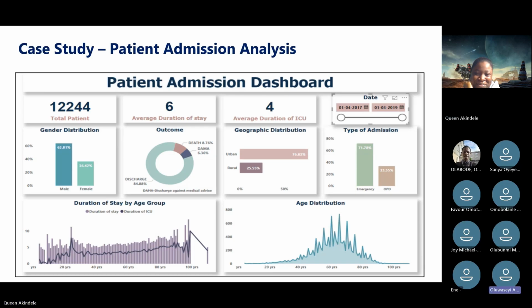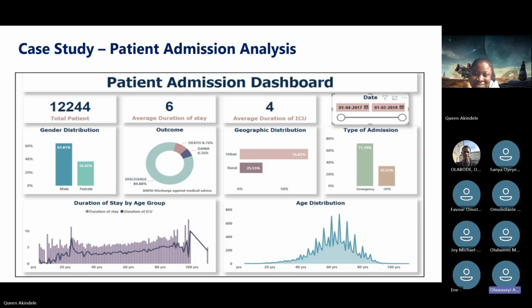If I might add, looking at the type of admission, we have emergency admission higher in percentage, about 72%, compared with OPD, the outpatient department. And this data was taken between April 2017 and March 2019.